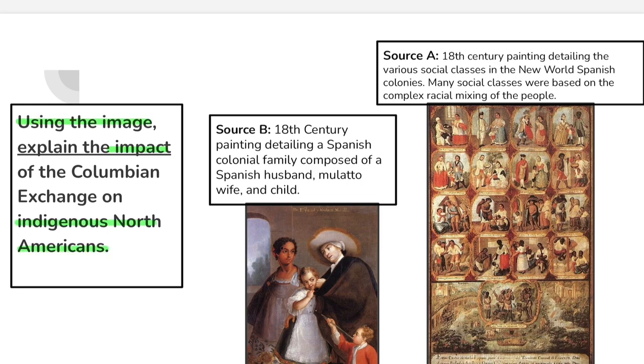Okay, now in source A, you should always read the source line. This is a painting from the 1700s showing the social hierarchy, the various social classes in the Americas, specifically the Spanish colonies. Many social classes were based on the complex racial mixing of the people. So we already have information about this.